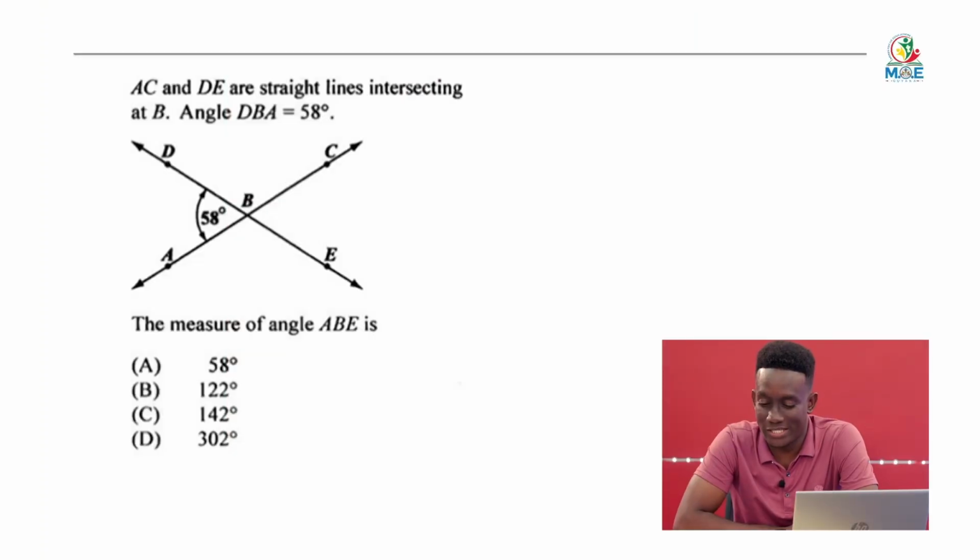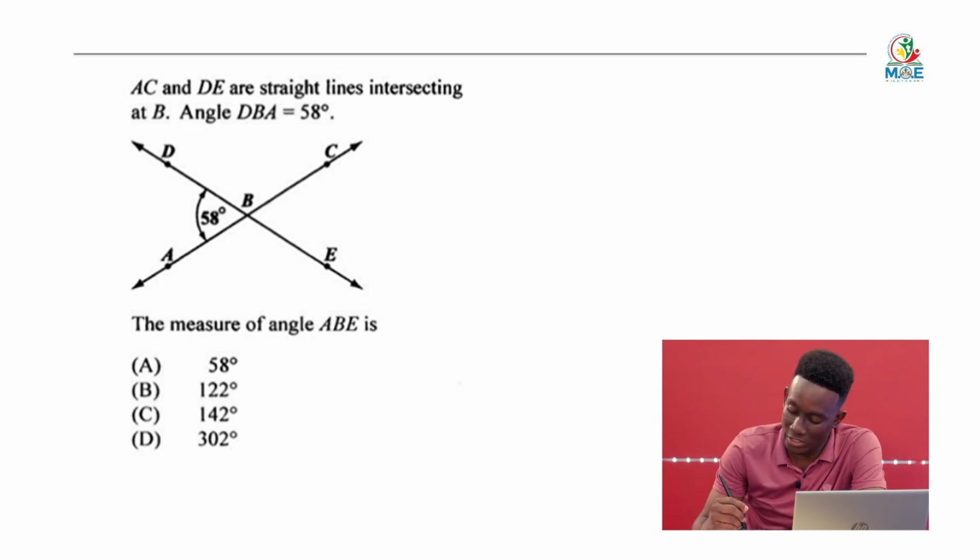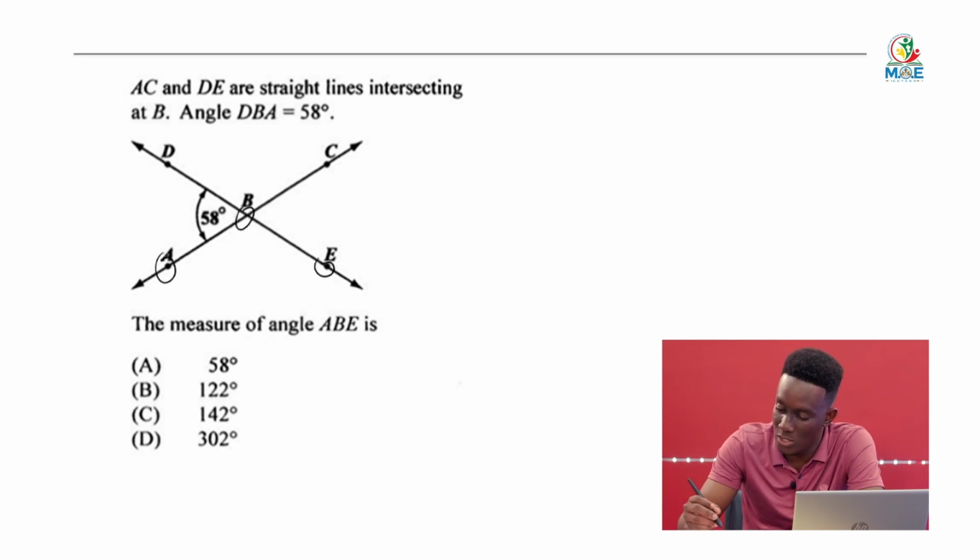This question says, AC and DE are straight lines intersecting at B. Angle DAB is 58 degrees. The measure of angle ABE is, so first of all, which one is angle ABE? ABE would be this angle here. So they want the measure of that angle.